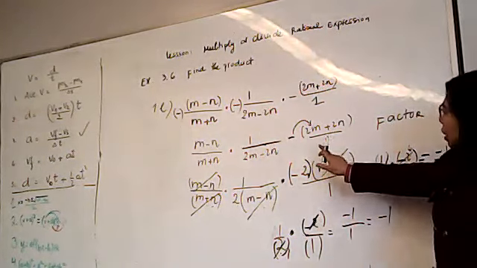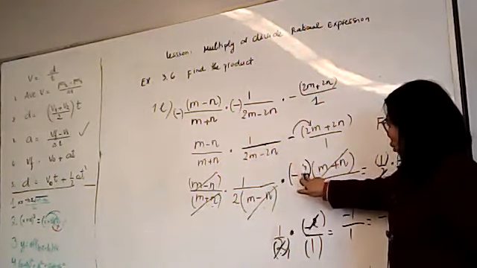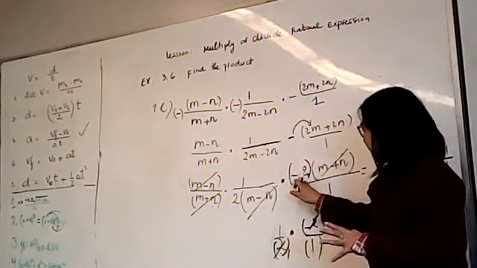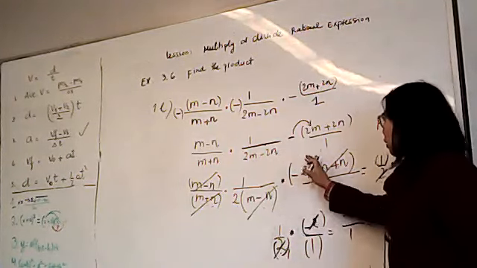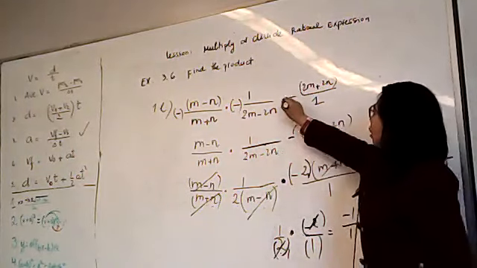Just make sure you understand that this is a multiplication. This negative only belongs to this number. This number has a negative sign, but the operation is multiply. That's why they have a dot here.